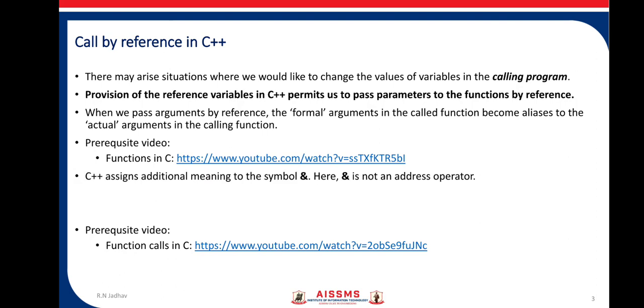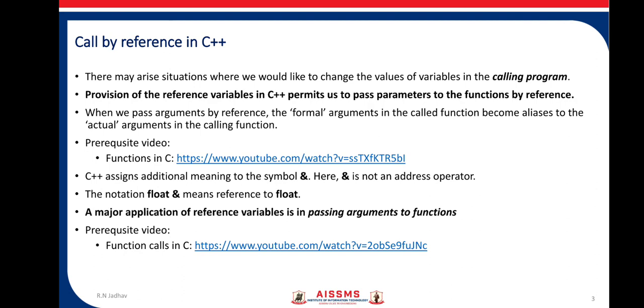Now C++ assigns an additional meaning to the symbol ampersand, which we have just discussed in the previous slide. Here the ampersand is not the address operator, it is the reference, because the address operator we have also used with pointers. So here it is used as a reference. If I write float ampersand, its meaning is reference to a float. That means we are creating an alternate name to another floating type variable.